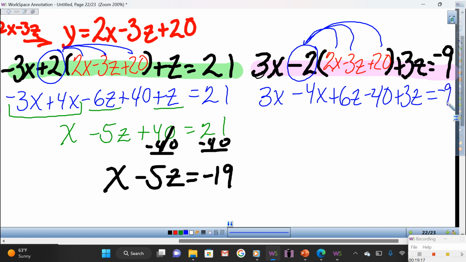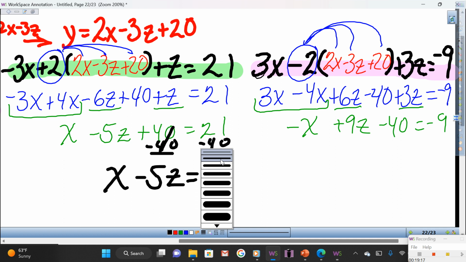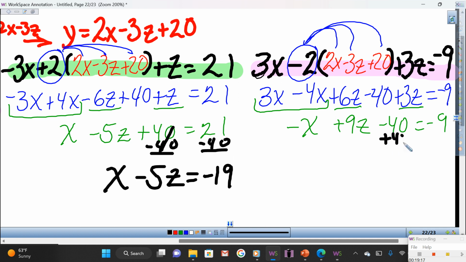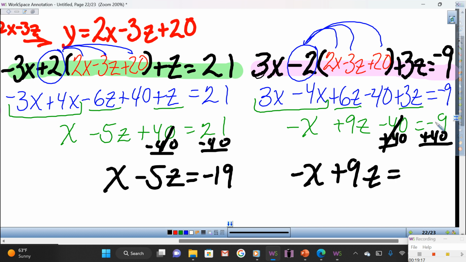Switch to green. Can I combine like terms? Yes, this is negative x. 6z plus 3z, that's 9z. Bring down the negative 40 equals to negative 9. To leave it in standard form, what do I need to do? I add 40, add 40. So my new equation is negative x plus 9z equals 31. Hands if you got that up to right there?